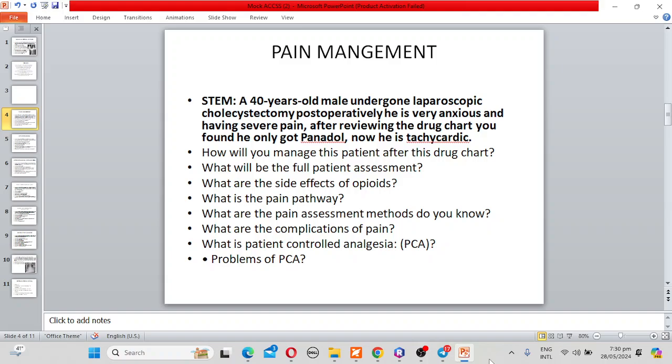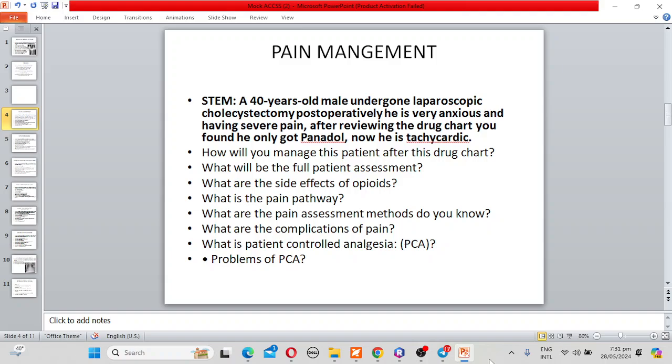The question will be different. Okay, what will you do after seeing this chart? What is your management? It's common sense. You will give the omitted dose, and you will give clear instructions to the staff nurse. You will investigate why the analgesic was not given, and you will file the incident report. Remember this.